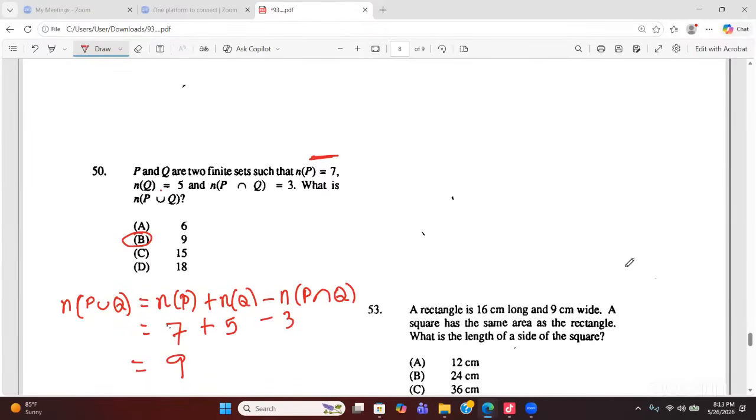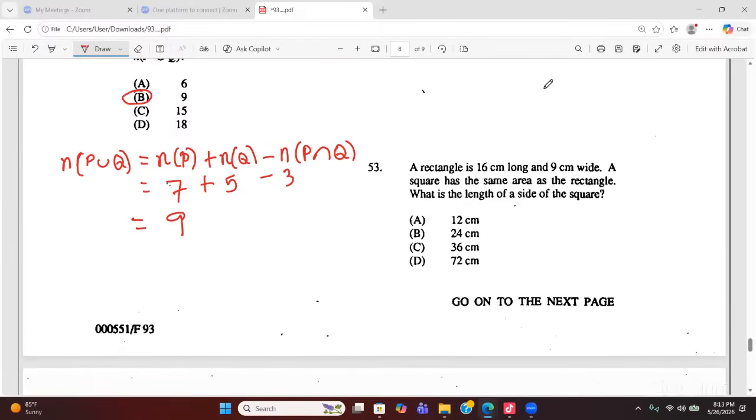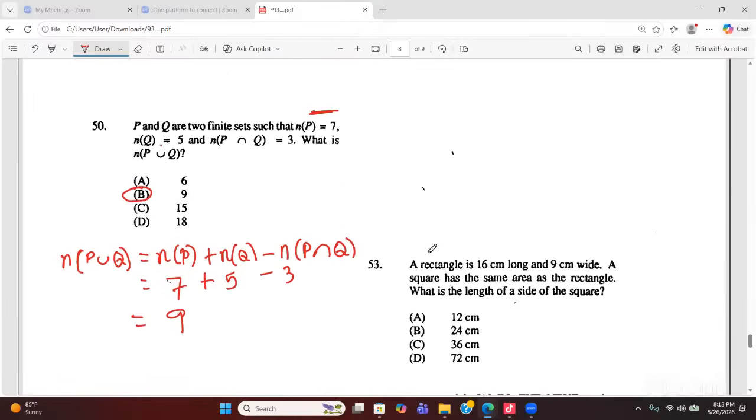53. So it says a rectangle is 16 long and 9 wide. That's the rectangle right there, right? So we have 16 and we have 9. Now, it says here that a square has the same area. What is the length of the side of the square?